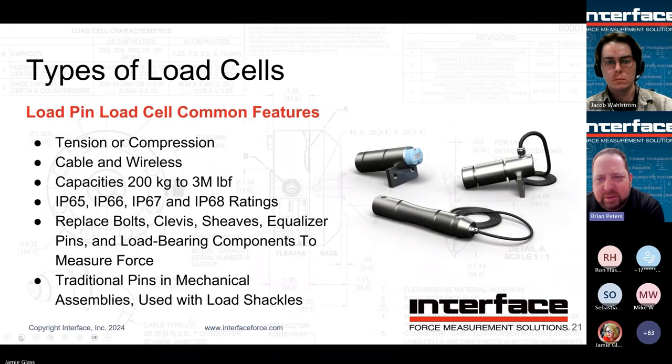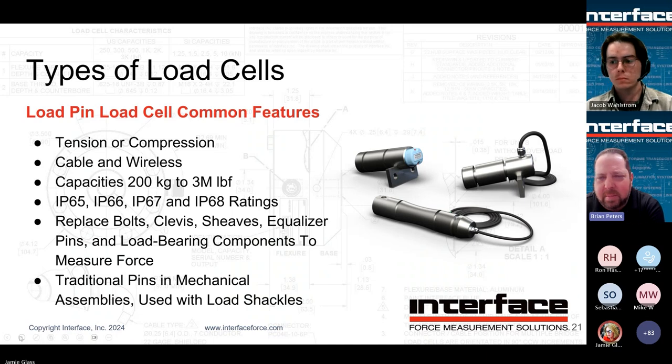Load pins. Load pins are becoming increasingly popular. Very easy to integrate into existing test setups or machines, I should say. Replacing a bolt with a pin is an easy way to get a desired force, whether it be axial or even maybe biaxial, the dual axis setup. They lend themselves to be pretty easy to seal and ruggedize.